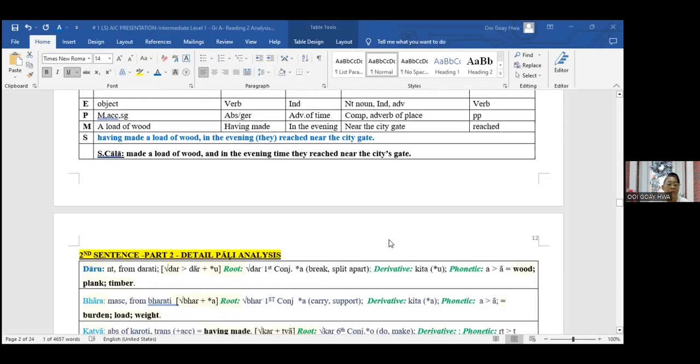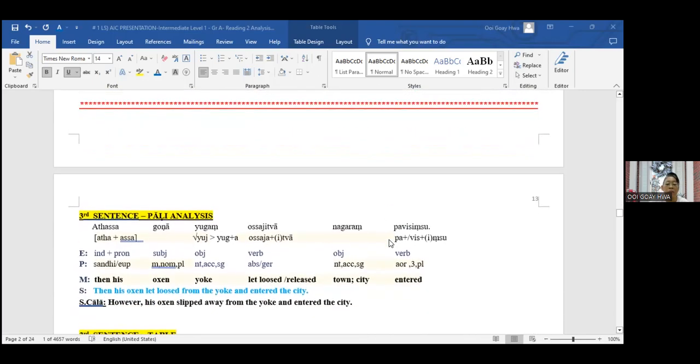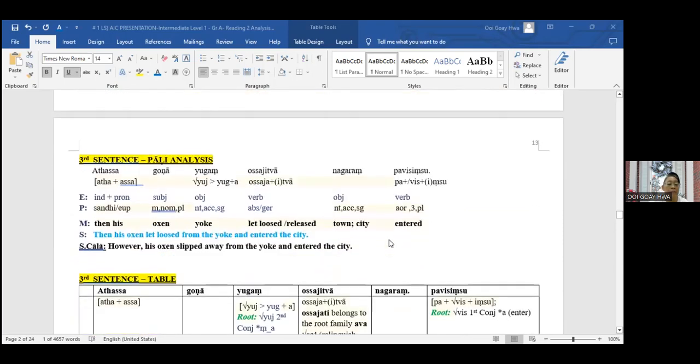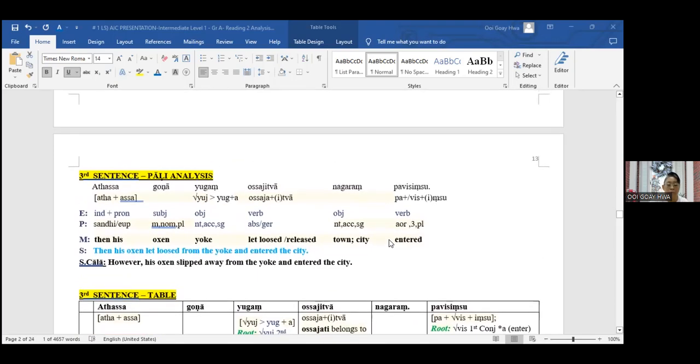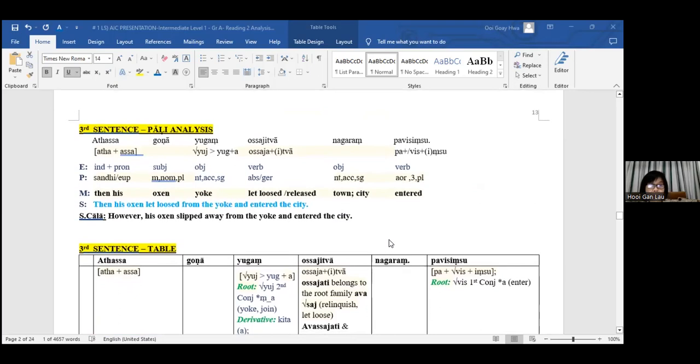I think I have finished both sentence 1 and 2. I would like to invite Sister Hui Gan Lao to present sentence 3 and 4. Sister Hui? Yeah. So, I'm Sister Hui. I'm presenting the third and fourth sentence, a continuation of the reading too.